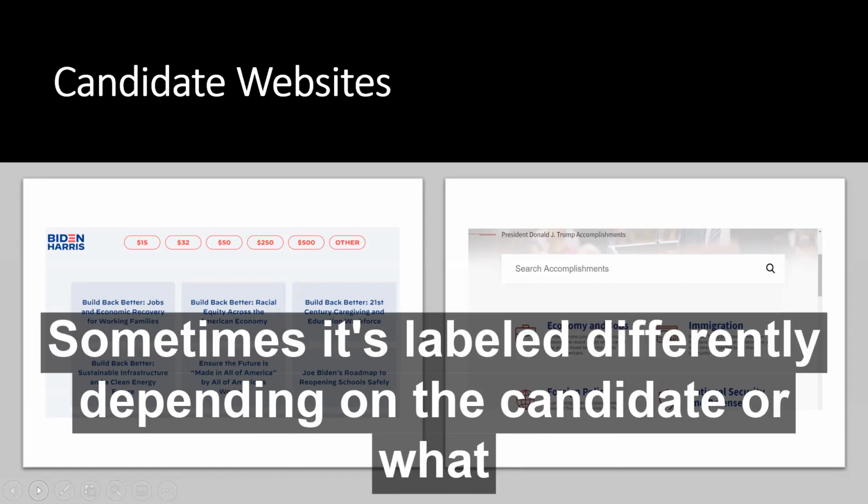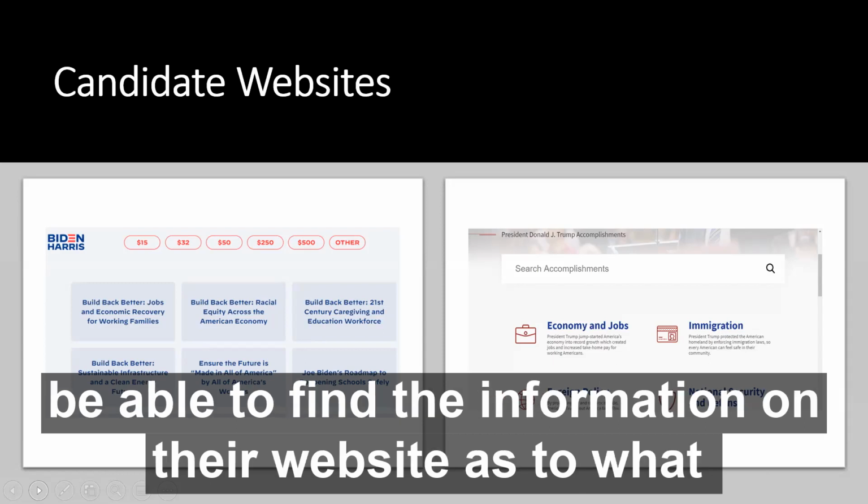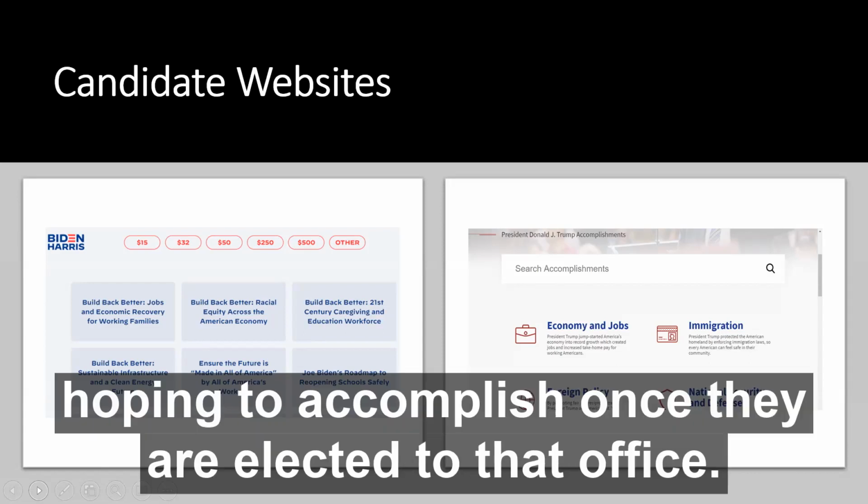Sometimes it's labeled differently depending on the candidate or what position they're seeking in terms of their office, but you will be able to find the information on their website as to what things they're hoping to accomplish once they are elected to that office.